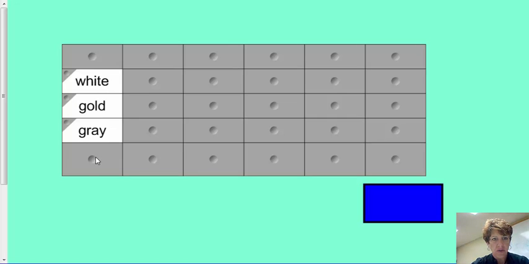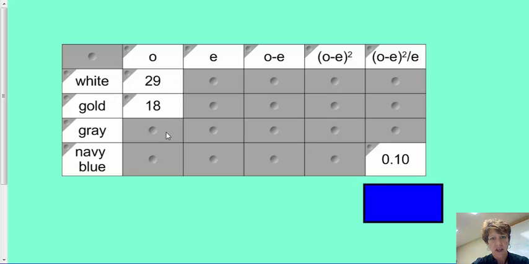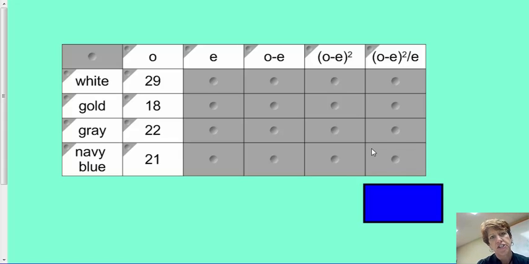White, gold, gray, and navy blue are my 4 possible outcomes. Over here, observed, expected, observed minus expected squared, observed minus expected squared over expected. So I put my observed. All right, what do I need to do to actually find out what I would have expected? I need to count up these numbers and find out how many kids did I actually look at their shirts. So when you add 29, 18, 22, and 21, you get 90.